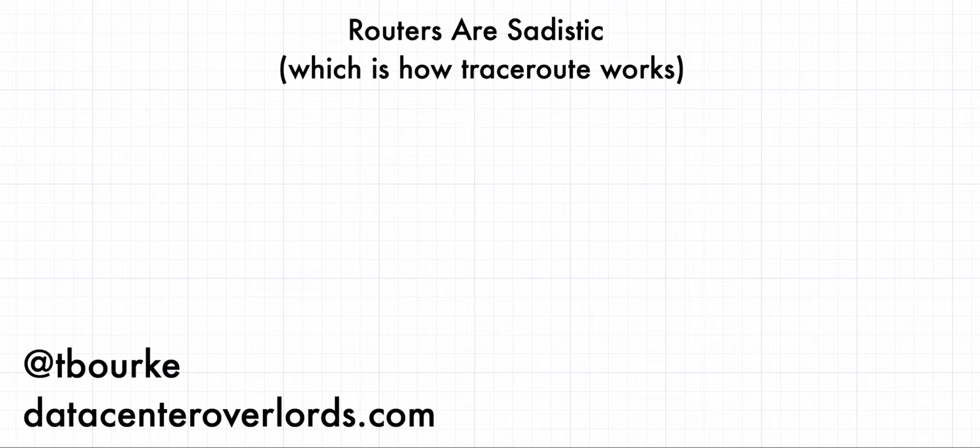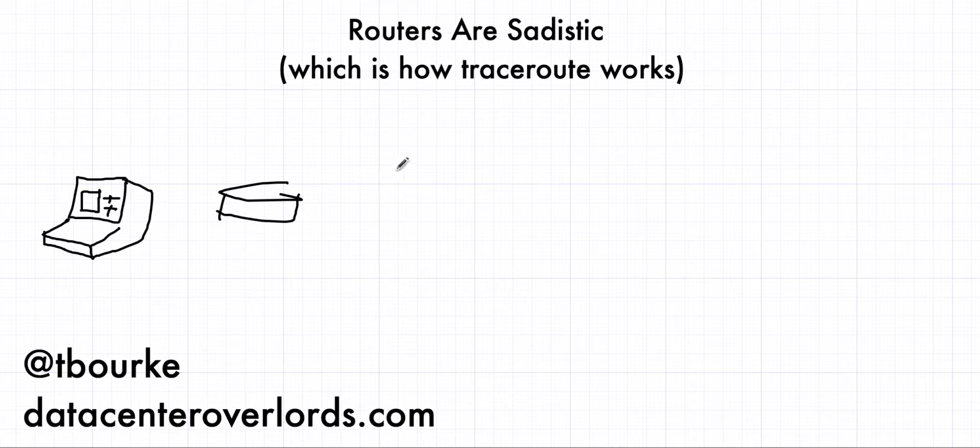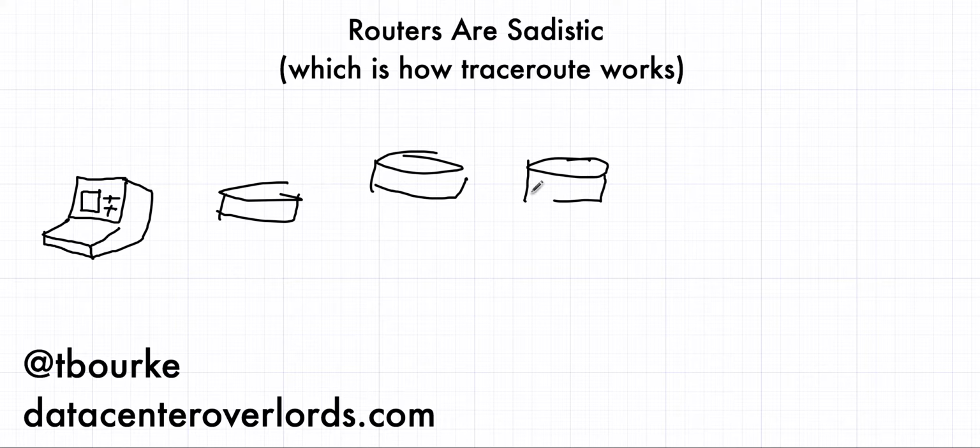And right now I want to do a quick bit about how routers are sadistic, or basically how Traceroute works. So if you have your client here, so draw a computer, maybe you've got a really old computer, and you're connected to a router, which is connected to a router somewhere, which is connected to another router somewhere, and connected to another router somewhere, which is connected to your server.